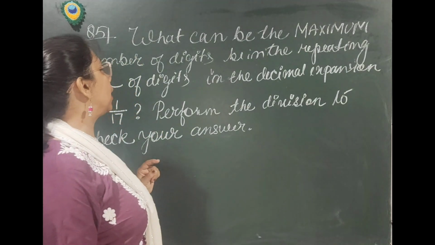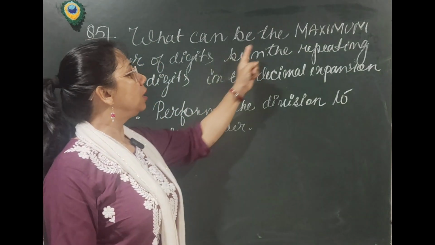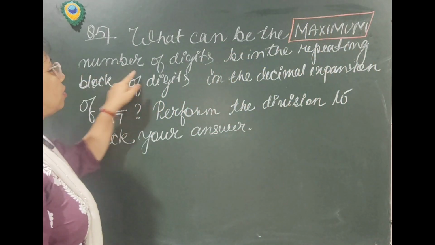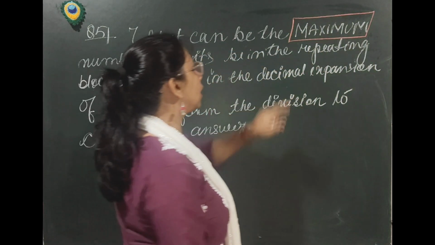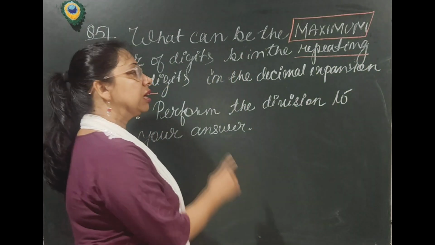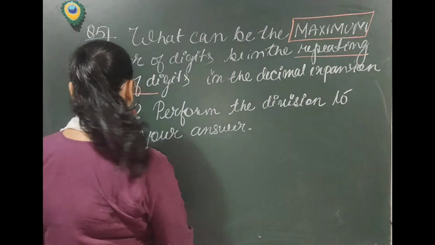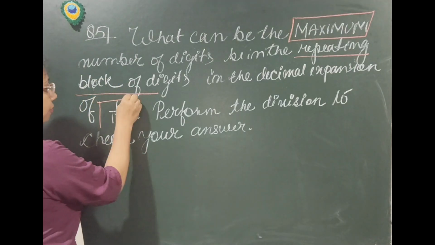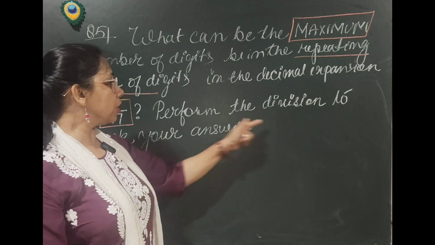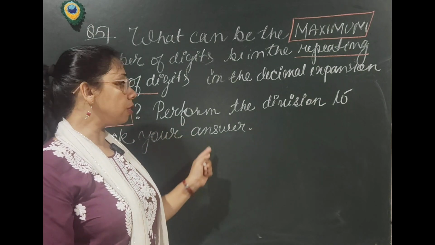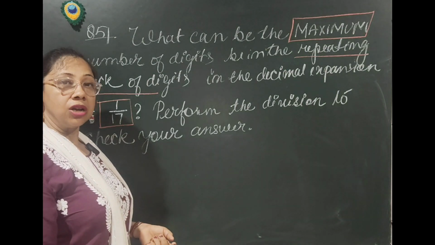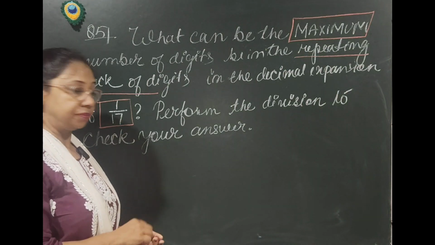Question number 5 says: what can be the maximum number of digits in the repeating block of digits in the decimal expansion of 1 by 17? And after that there is a tag question: perform the division to check your answer. So let us go for the first part.